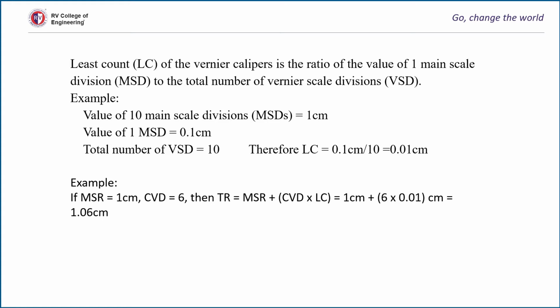For example, suppose you are measuring the breadth of the cantilever, and when you place the cantilever between the two jaws, you get the value of MSR, say 1 centimeter. One among the 10 divisions of the vernier will coincide exactly with the main scale, which we designate as the coinciding vernier division. Say for example, you get 6. Then the total reading will be MSR plus CVD into least count, which is equal to 1.06 centimeters after substitution. So this is about vernier calipers.